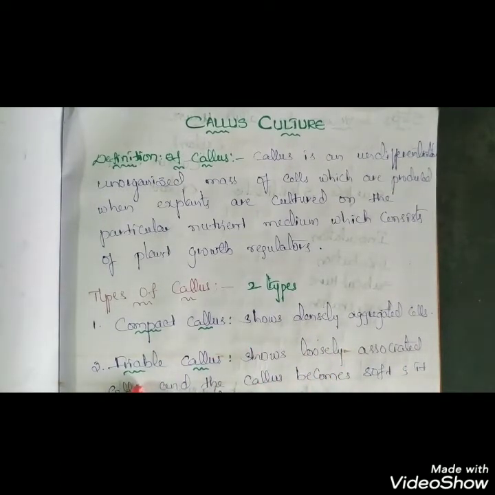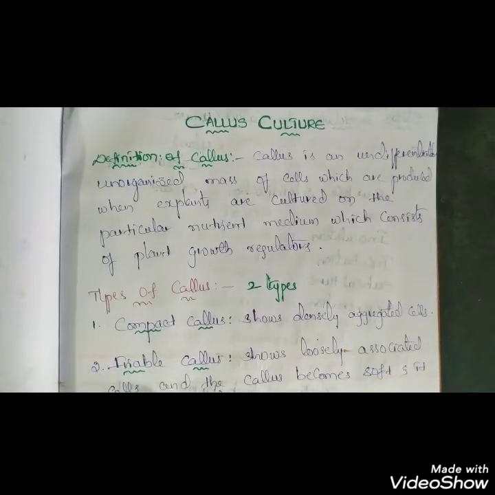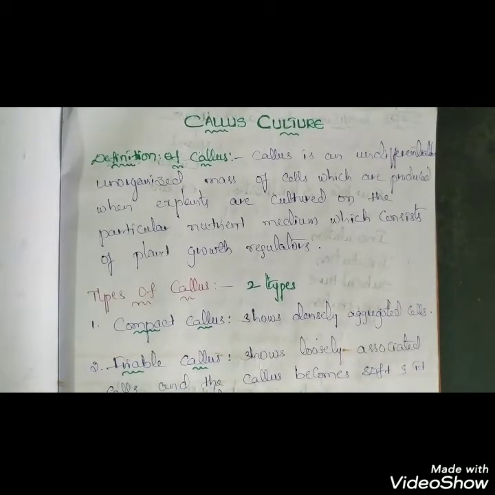Coming to second type of callus, friable callus. This type of callus shows loosely associated cells. Here the cells are very distant from each other and they become soft and it breaks easily.